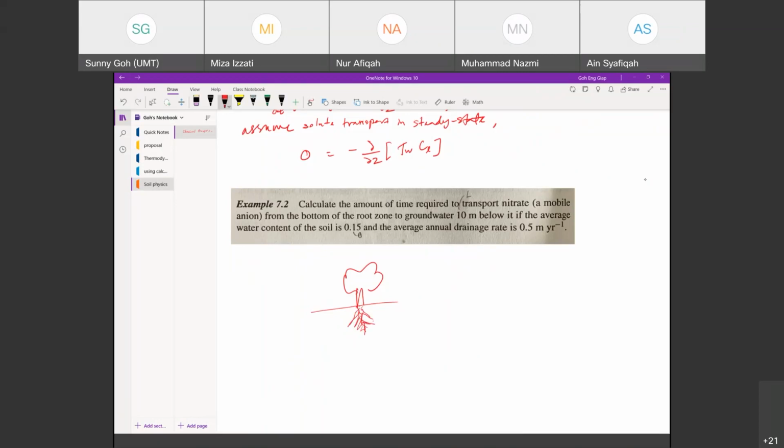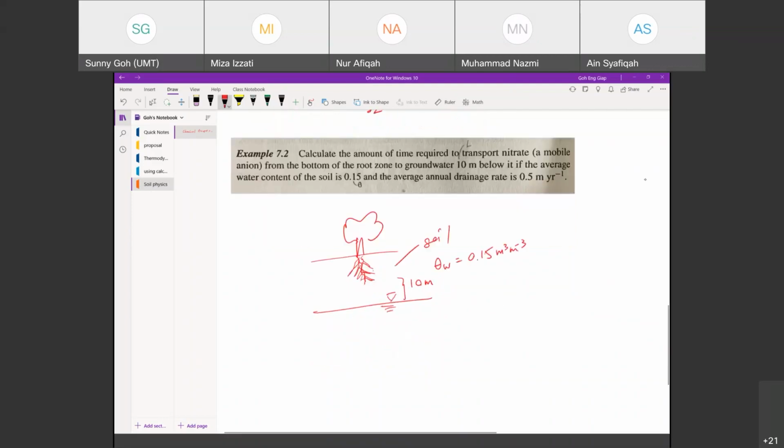Okay, so you have something like this: roots, from the bottom of the root to the groundwater. So you have a groundwater here. The distance is 10 meter. Obviously this is soil. The soil has a water content of 0.15 meter cube over meter cube. And then you have an average annual drainage rate of 0.5 meter per year. So the water is actually moving down at this rate, 0.5 meter per year.